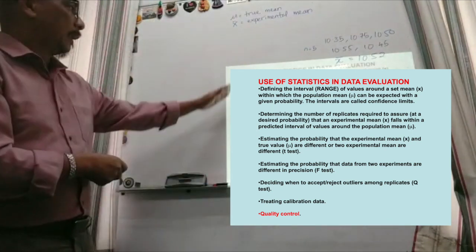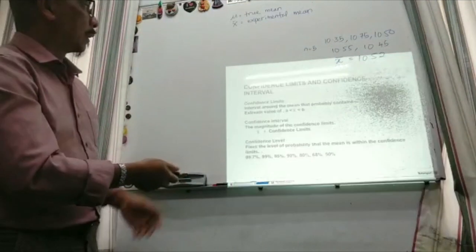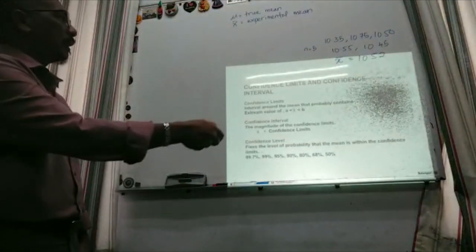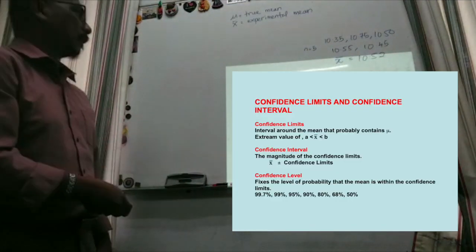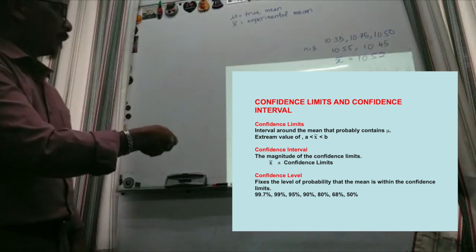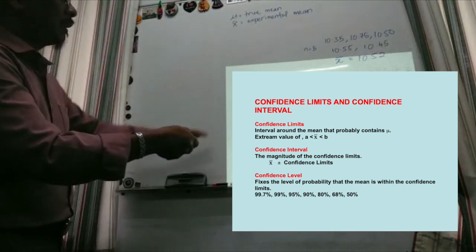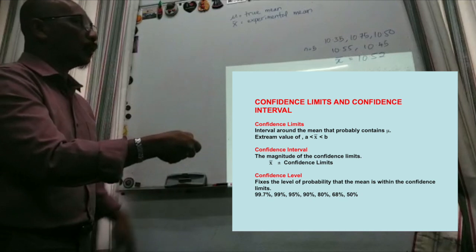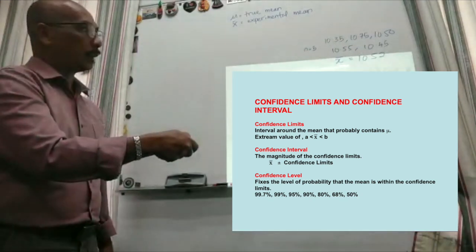Okay. Now let's go to confidence limit and confidence interval. So what is the confidence limit? It is the interval around the mean that probably contains mu, or the true mean.